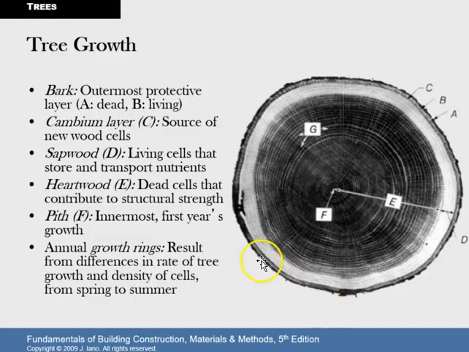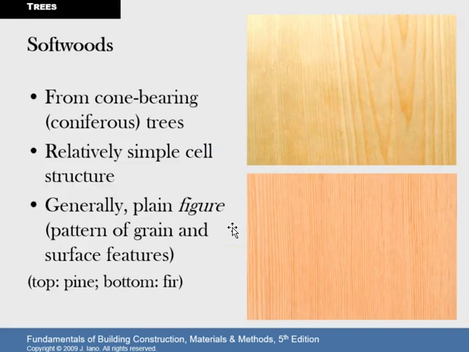So again, a quick review of the makeup of a tree and how that skin grows on the outside. This is a diagram just pointing out that the bark is here on the outside and moving us through, and we talked about the hardwood and the softwood. Here are some nice images of softwood. So these are the cone-bearing, or not the deciduous trees. These are the firs and the pines. And it says it has a relatively simple cell structure, and the figure, generally speaking, plain figure.